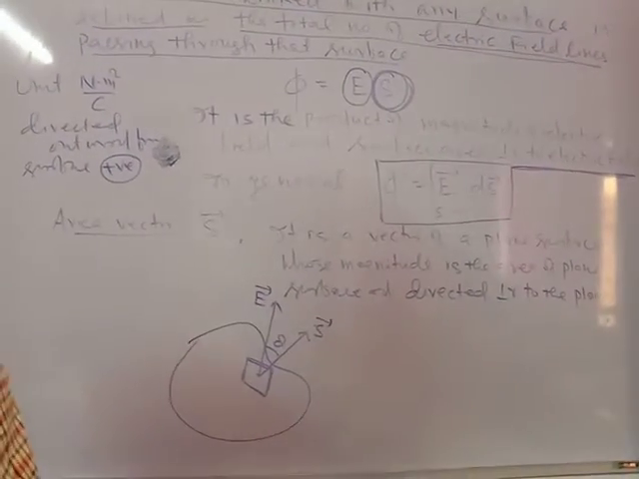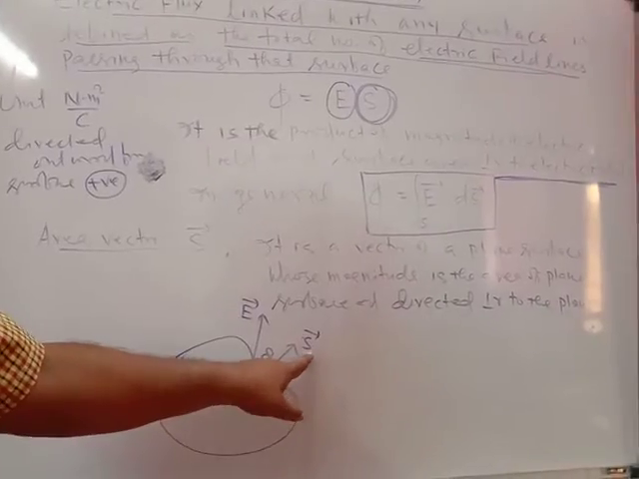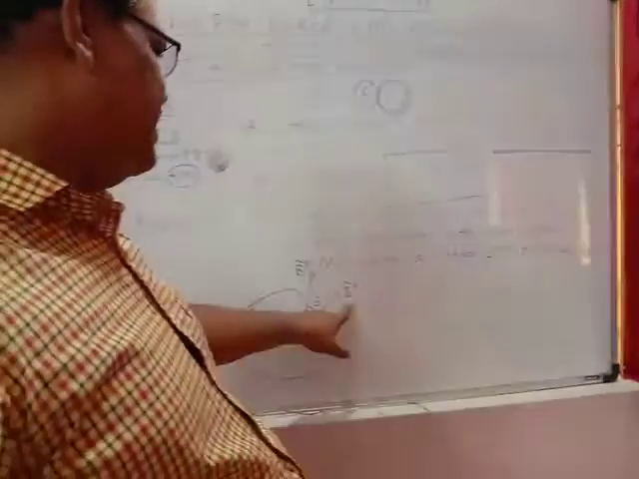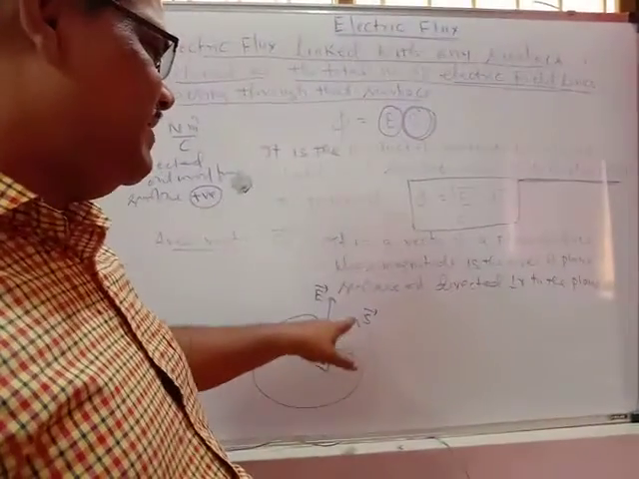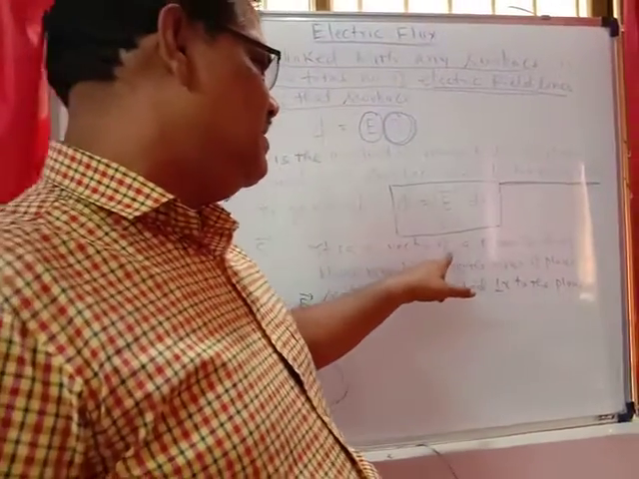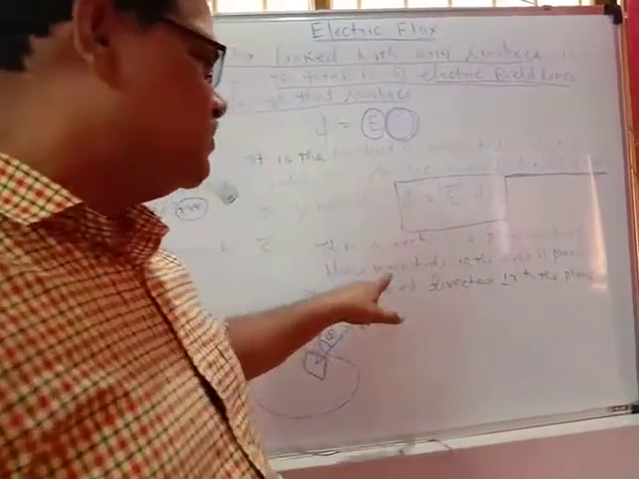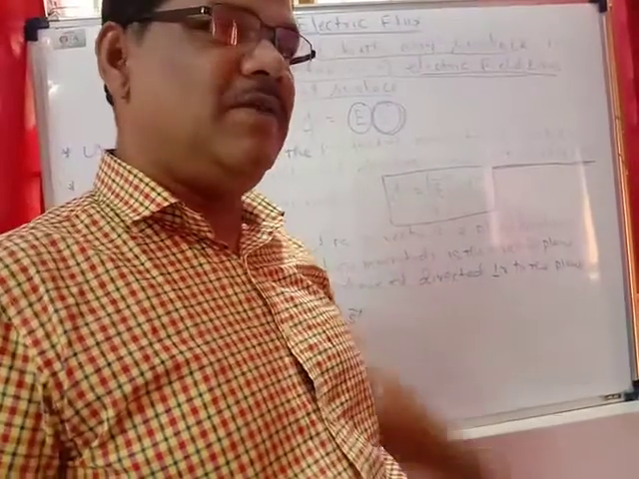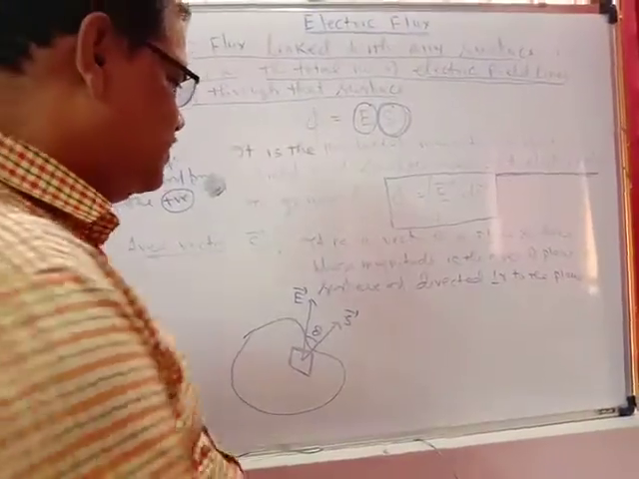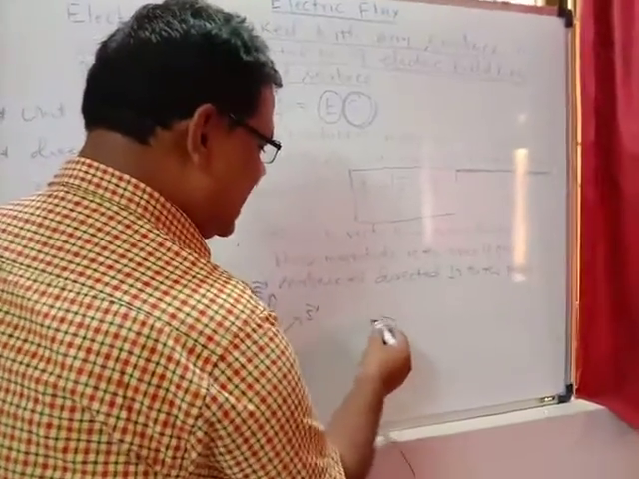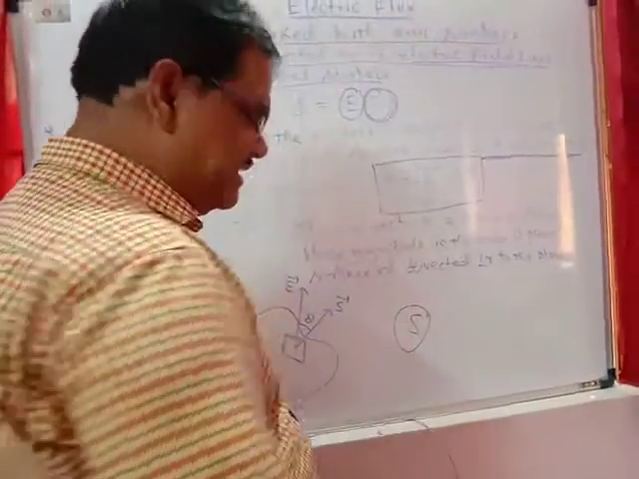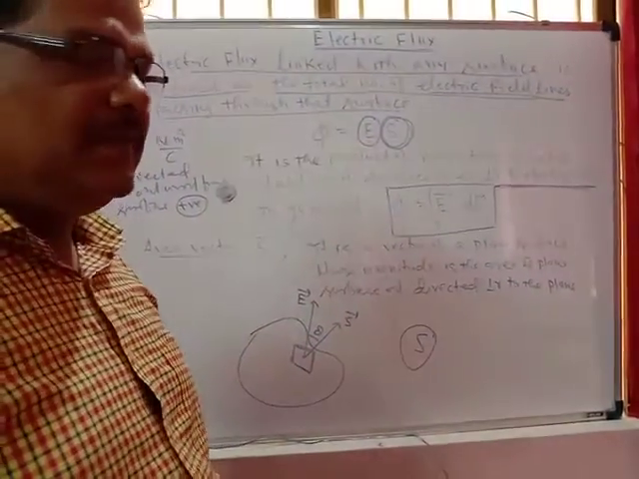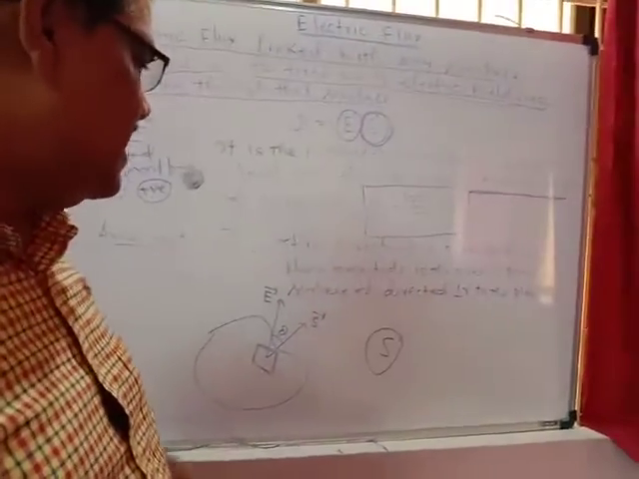Another word is coming here, area vector, and you know the area vector from class 11. What is the area vector? The area vector is a vector of a plane surface whose magnitude is the area of the plane surface and which is directed perpendicular to the plane. So if the area is S, the magnitude is the area of this plane and the direction will be perpendicular to the plane surface. That is the area vector.